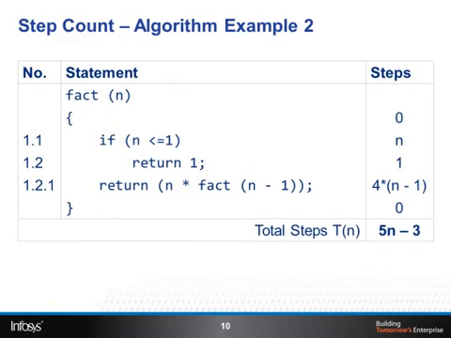Let us look at step count calculation for a recursive function fact, which is calculating factorial of a number n. The line 1.1 contains a condition which is evaluated n times. Line 1.2 contains a return statement which executes only once. Line 1.2.1 contains 4 steps, 1 subtraction, 1 function call, 1 multiplication, and 1 return, and these are executed n minus 1 times. So total step in this line is 4 into n minus 1, that is 4n minus 4. If we sum up steps, step count for the algorithm is 5n minus 3.